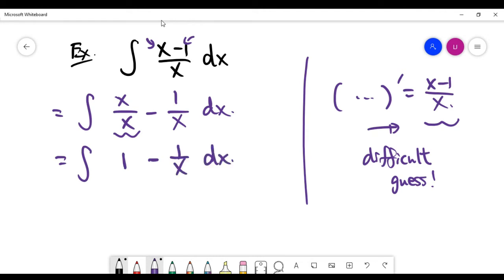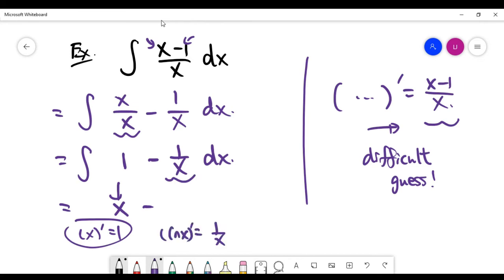And to integrate this function, I think you know the first term, 1 becomes x, right? Because the derivative of x is 1. So we can just write the answer like this. And for the second term, you know the formula already, because if you differentiate ln x, it actually becomes 1 over x. So it means the answer for the second term is ln x. And we can add the plus c at the end, and it is the final answer to this problem.